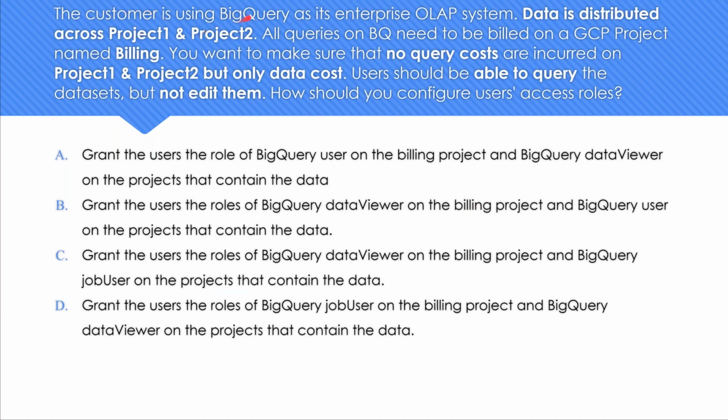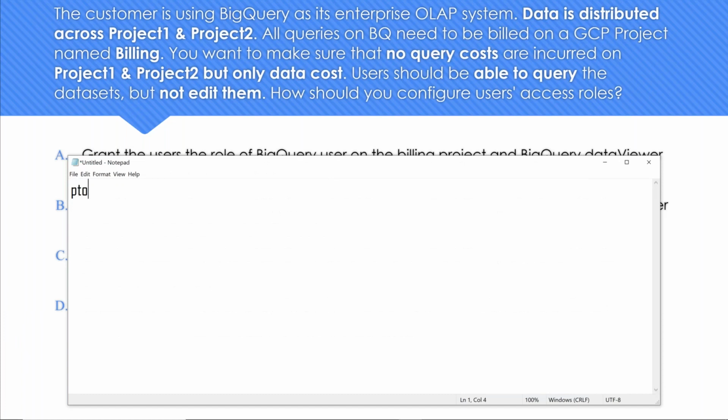So the question is: a customer is using BigQuery as an enterprise OLAP, online analytical processing, system. Data is distributed across project 1 and project 2. All queries on BigQuery need to be billed on a specific GCP project called billing. Don't be in a hurry to answer the question, folks. Understand the question. So there are totally 3 projects: project 1, project 2, and a project called billing. This is the billing project. So 3 projects are there. You want to make sure no query costs are incurred on project 1 and project 2, but only data cost.